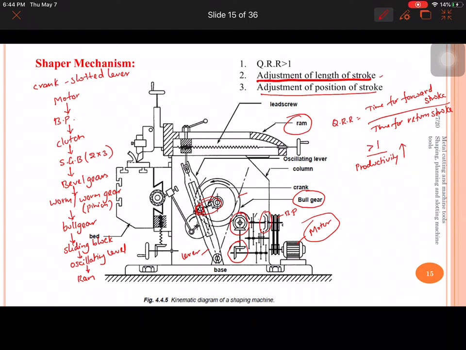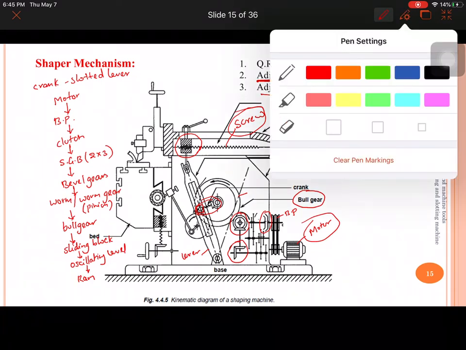So what it actually means by position of stroke is where exactly the tool has to begin its forward motion. That is decided by what? The position of stroke. Or indirectly, I can say the position of stroke is decided by where exactly this nut was placed with respect to this screw. Okay, so in this way we have discussed the three aspects related to the shaping machine.